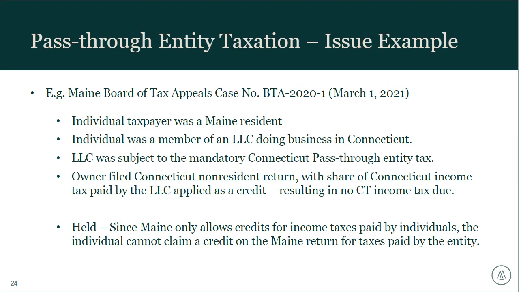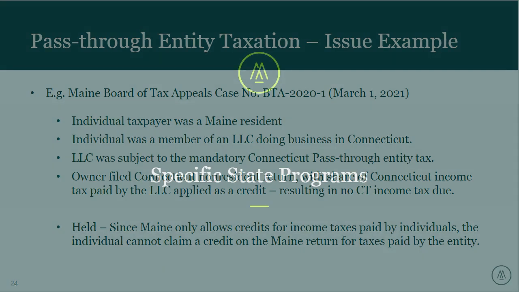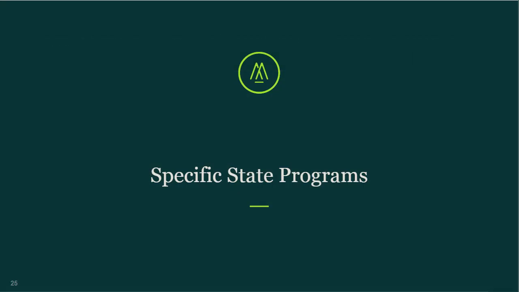Maine's rule was that no credit is allowed unless paid by the individual, and Maine held that the individual did not pay any tax to Connecticut. And so this Maine case illustrates the problems and challenges that we will see when dealing with pass-through entities that have owners that are residents of multiple states. Great, thanks, Mark. So let's get into some specific state programs. We'll get started with California. Lawrence?